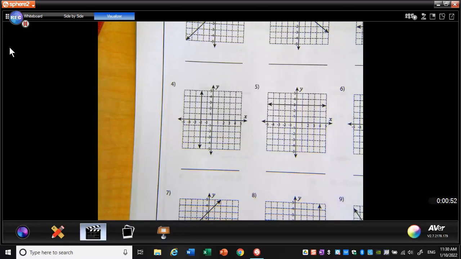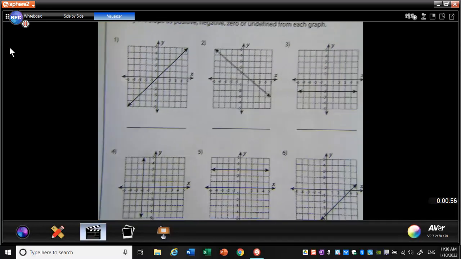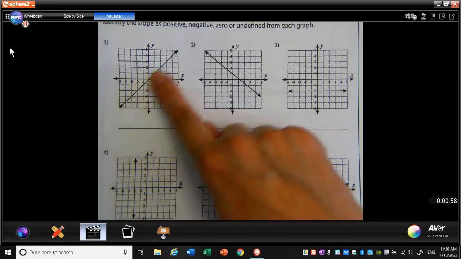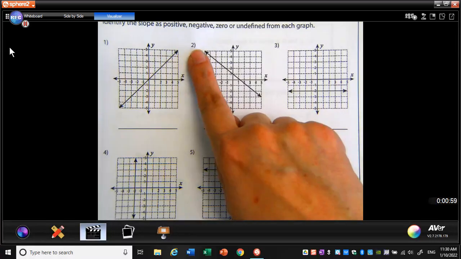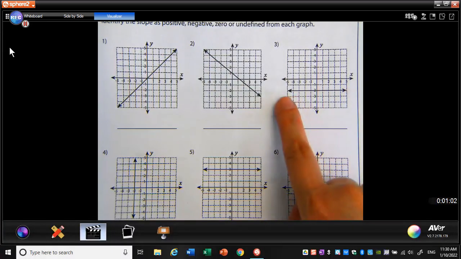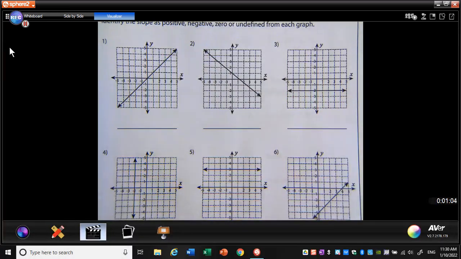So just as a review, we have four types of slope. We have positive, negative, zero, undefined. This one would be a zero slope. This one would be a positive slope.